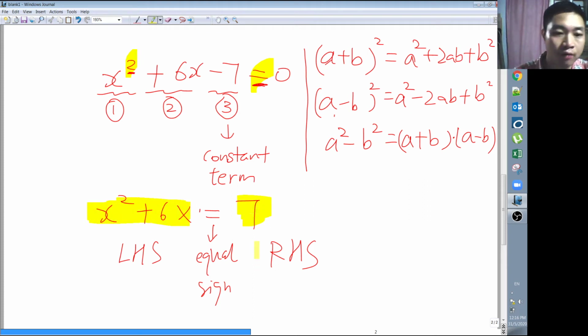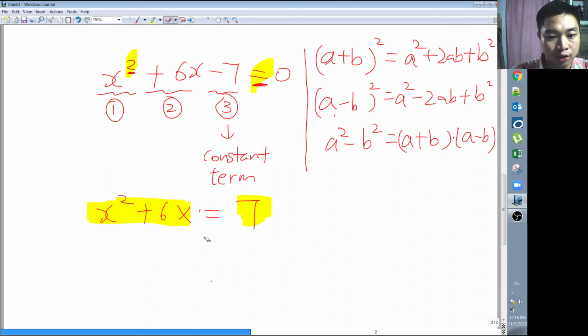Now you can start to do your completing square for this question. So how do you complete square for these two terms? In order to complete square for these two terms, you need to make use of this.